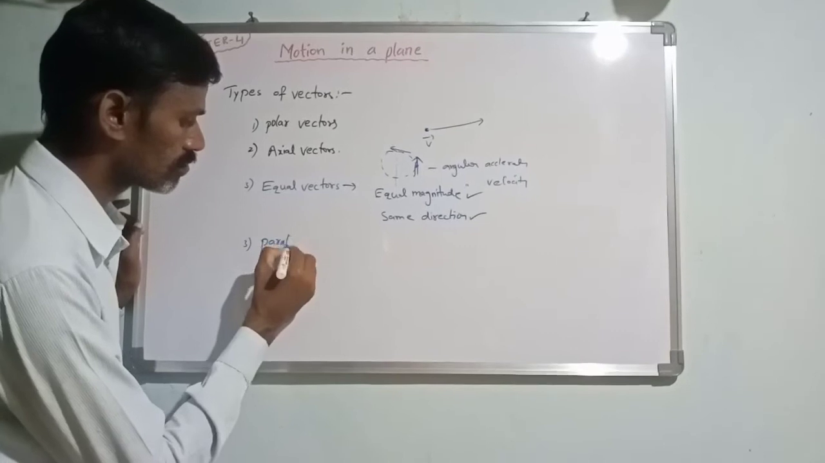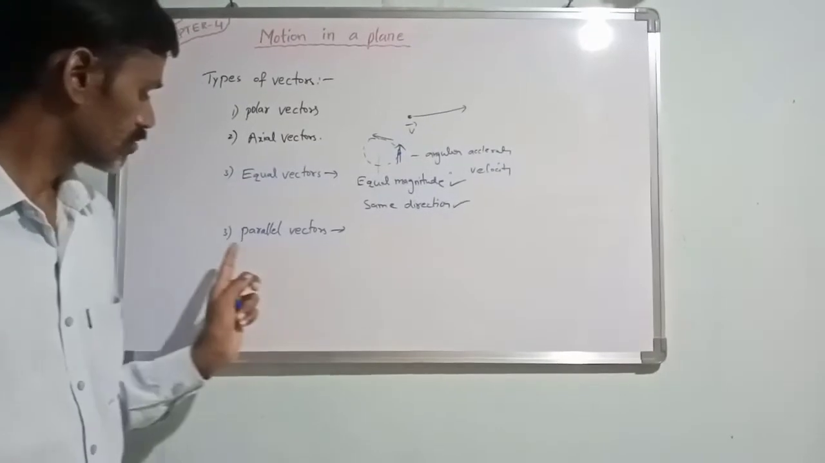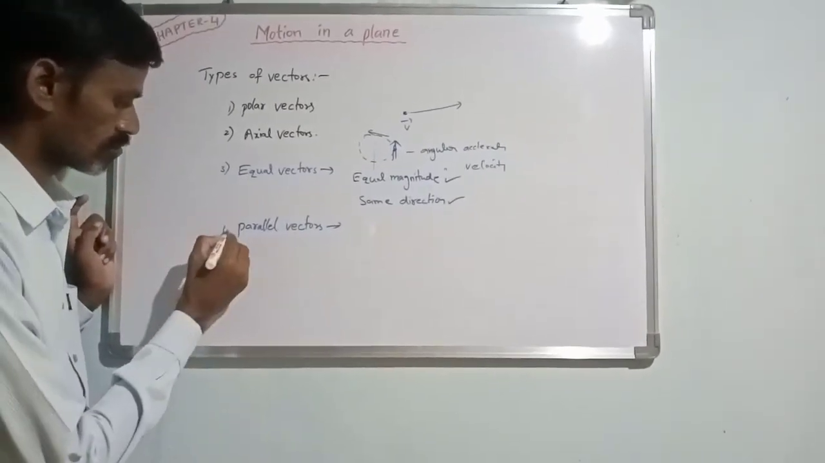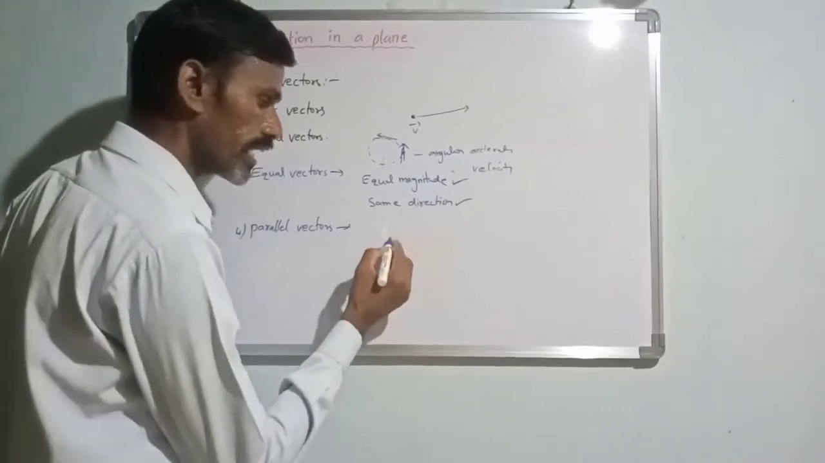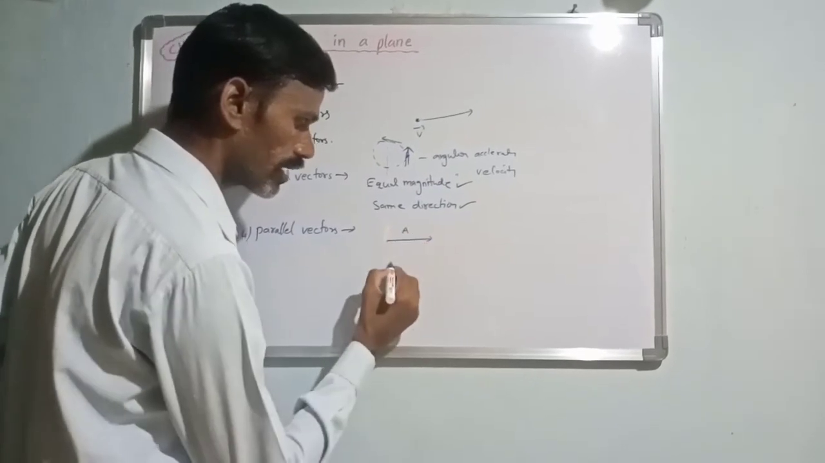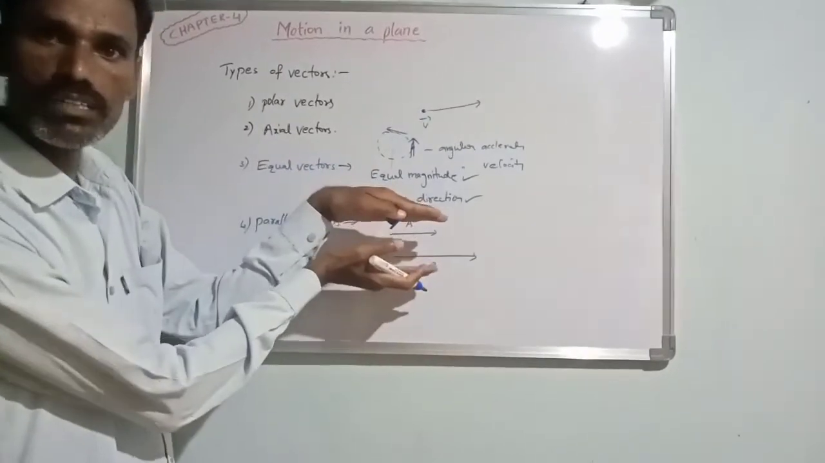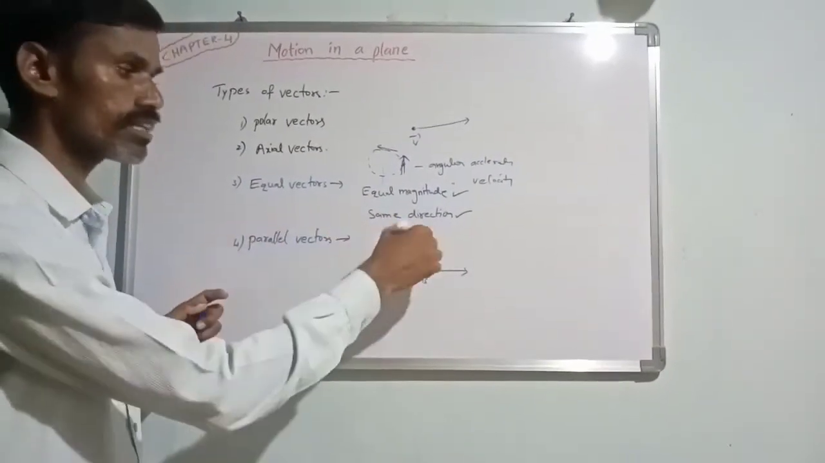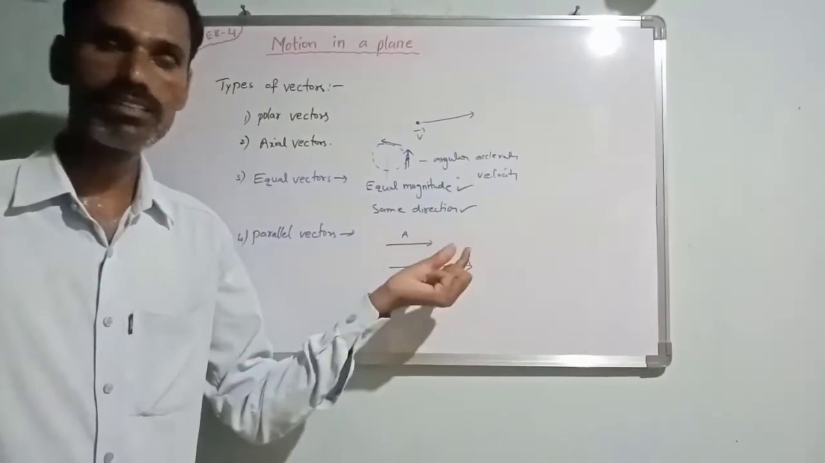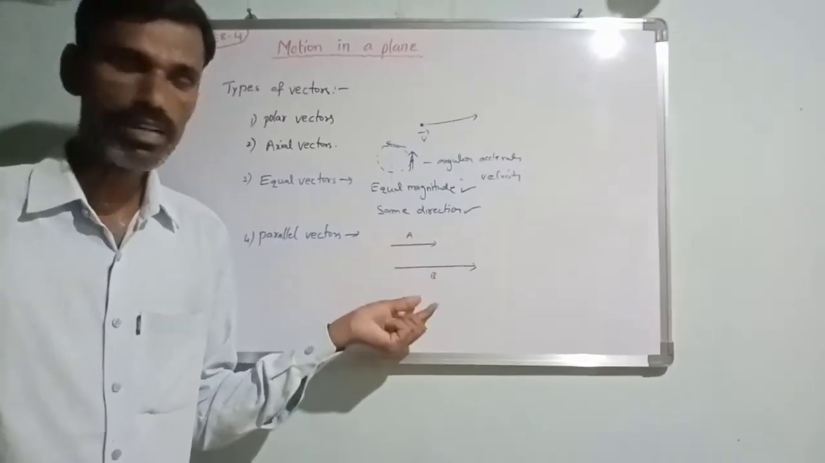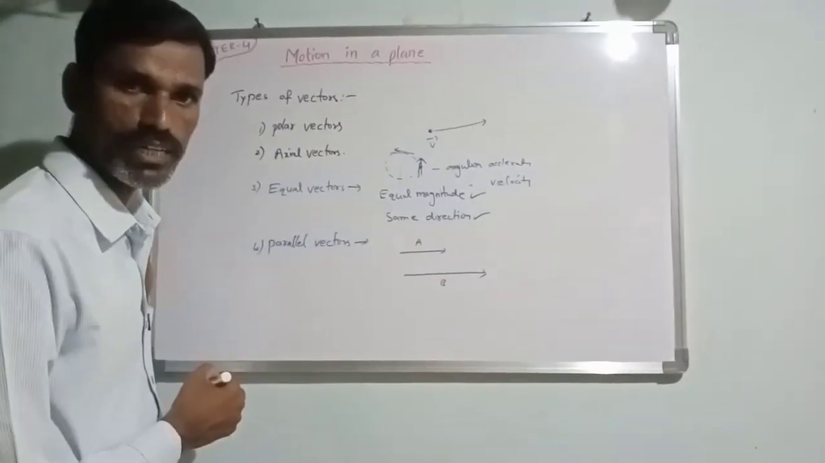Now parallel vectors. Parallel vectors are vectors that have the same direction. This is one vector A and this is another vector. The angle between these two vectors is 0. The magnitude may be the same or different. But if two vectors have the same direction, with the angle between them equal to 0, those vectors are said to be parallel vectors.